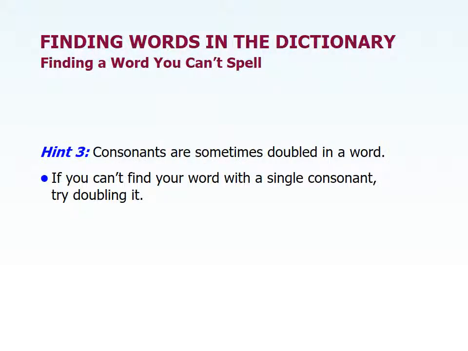Another hint that you can keep in mind is that in English, oftentimes consonants are doubled. So if you can't find it with a single consonant, you can look for it with a double consonant. So for example, we have the word spell, right? Spell is S-P-E-L-L, not S-P-E-L.